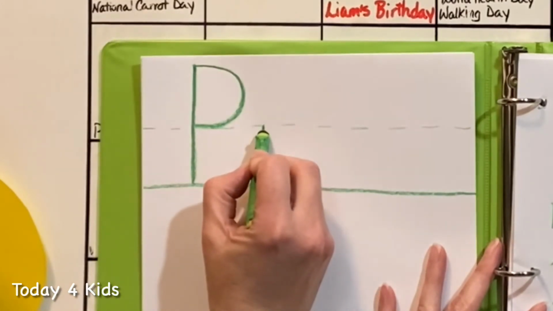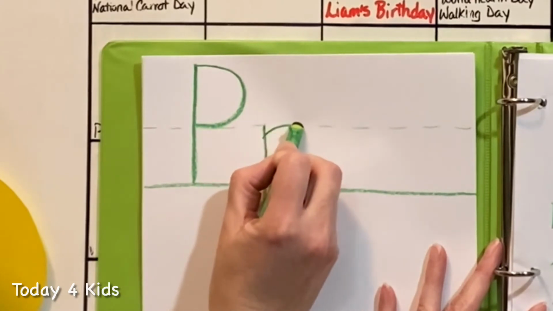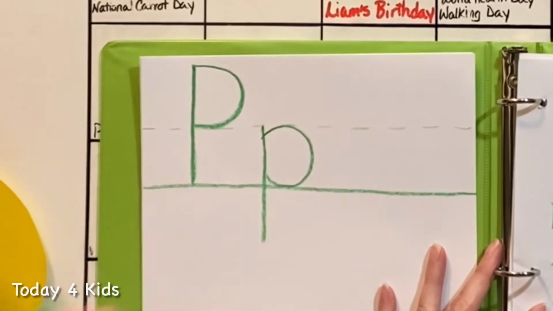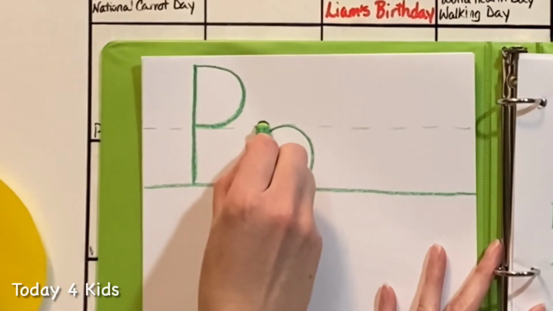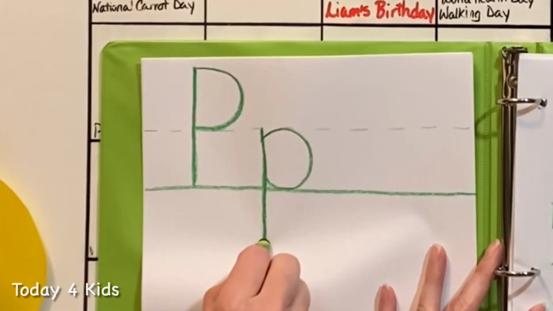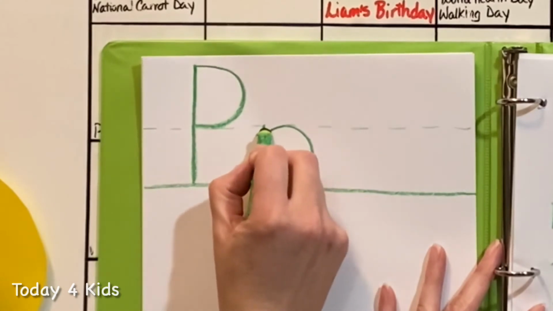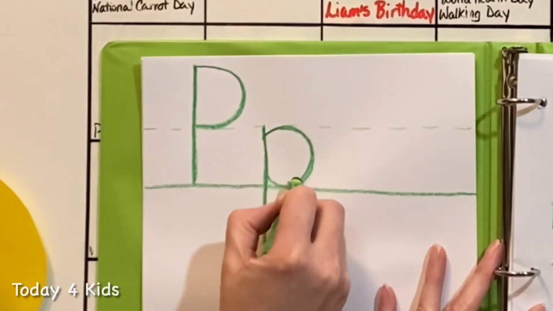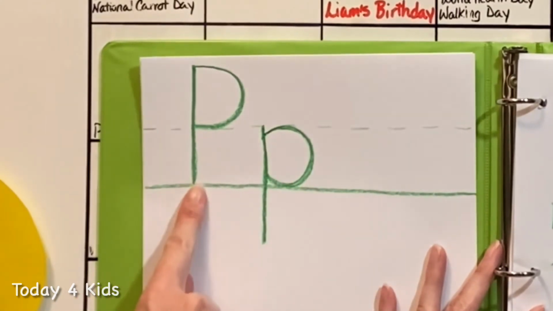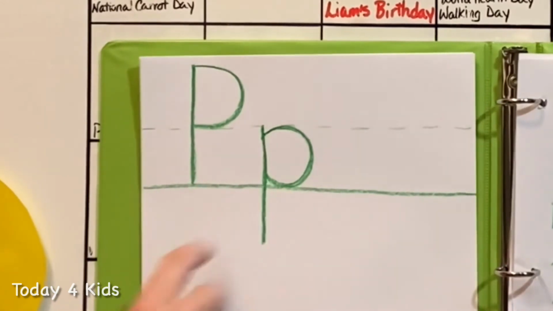Then we're going to go back up here and we're going to make a circle that comes back to the line. So go out, and that's a lowercase p. Let's try one more time. Make your line halfway up and go below the line, and then make almost a whole circle. Good job. That's an uppercase P and a lowercase p.